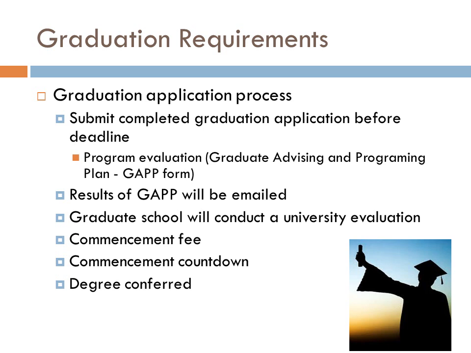You are not officially graduated until your degree is conferred. That is when you are officially a graduate of Chicago State. If you do not graduate during the semester you applied, then you must reapply the following semester. You do not have to submit another graduation application fee, but you must submit another completed application.